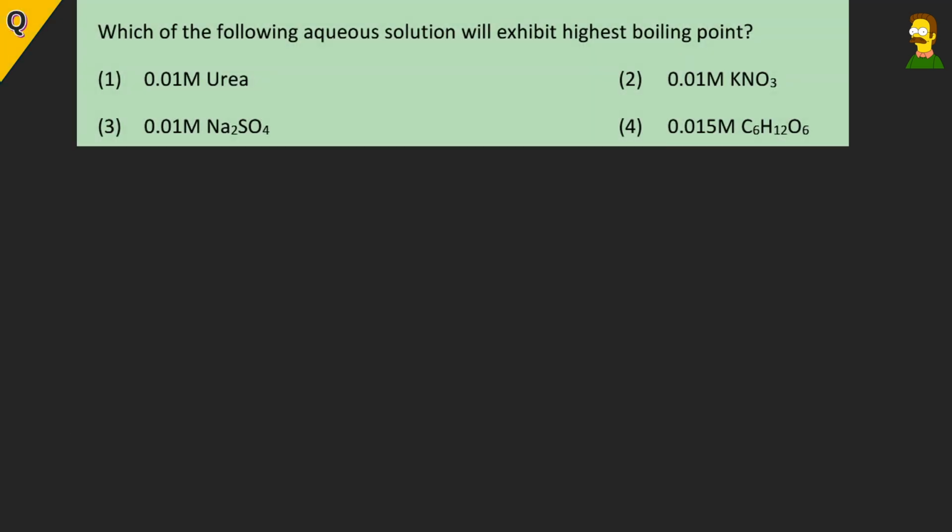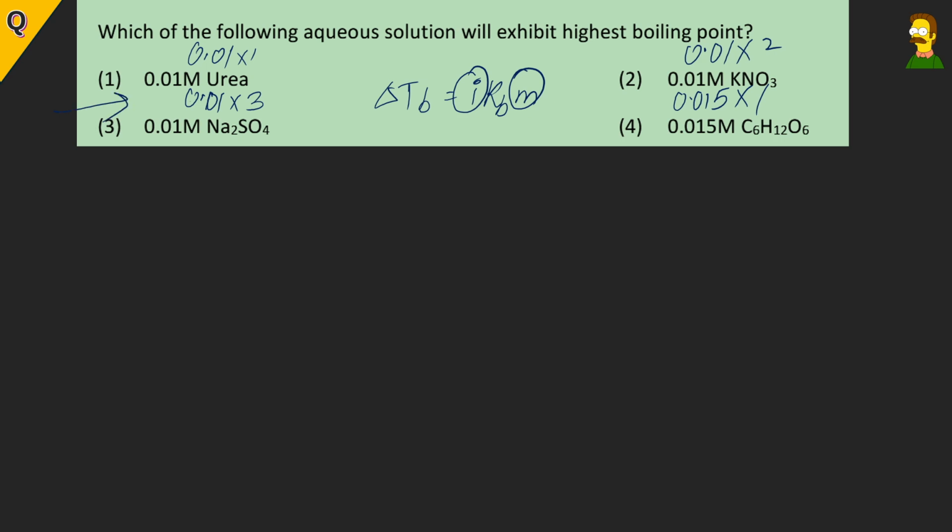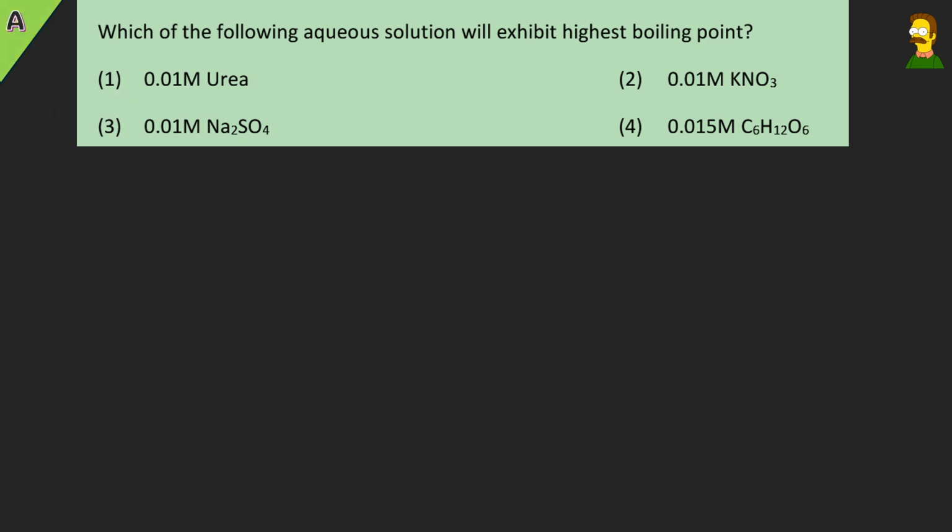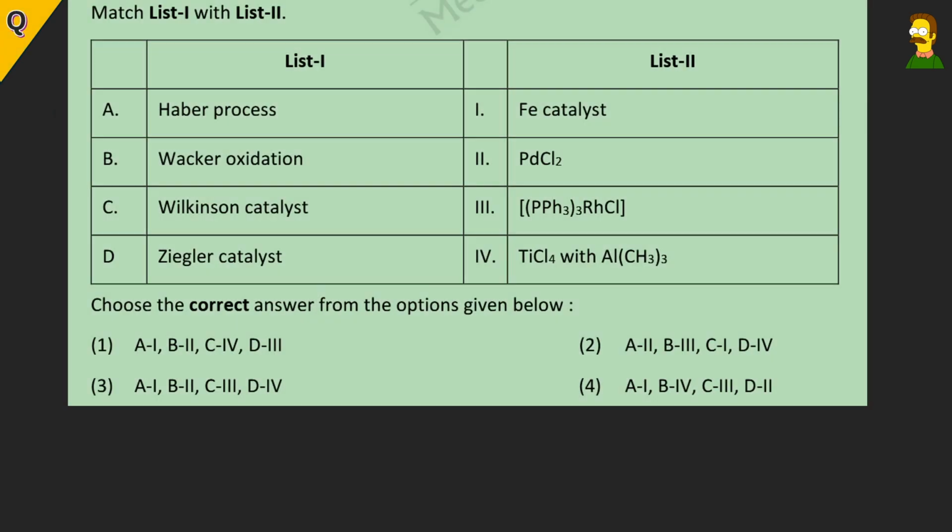Exhibit the highest boiling point. Well, delta Tb is equal to i times Kb times m, so the highest value of i times m should give you the answer, right? So 0.01 times 1, 0.01 times 3, 0.01 times 2, 0.015. I'm writing bar into 1. This one should be the answer. Yeah, easy peasy, lemon squeezy.